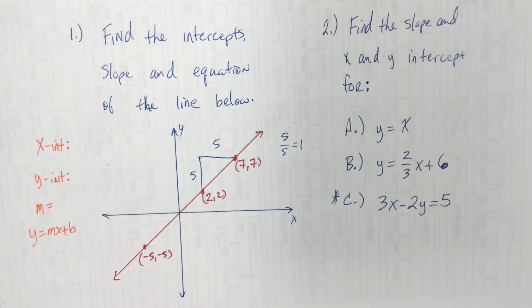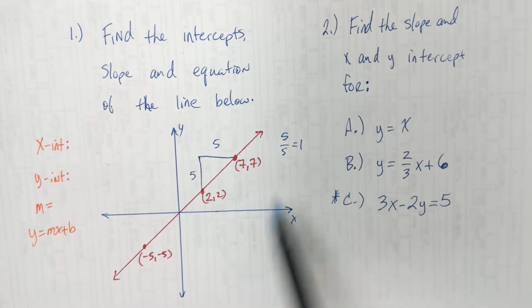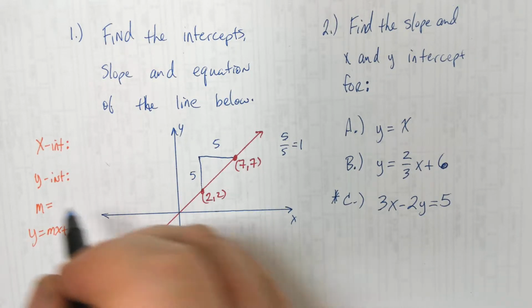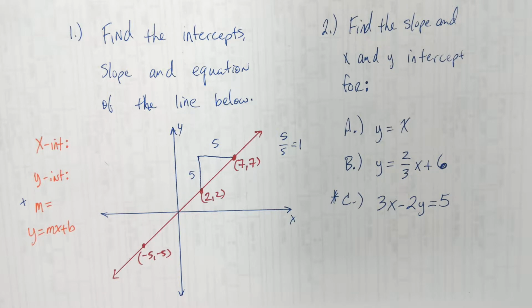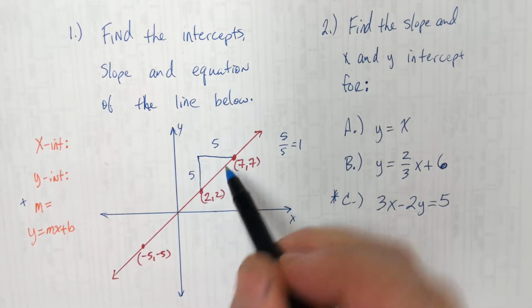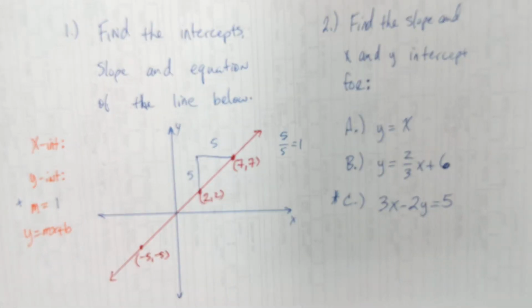So a couple things you have to be careful of. Whether you get the right or wrong answer, you should be learning, right? And actually, you probably learn more if you get the wrong answer. But this from left to right is going up, so I know that the slope is going to be positive because it's going up. And then if I count 5 over 5, well, that's just equal to 1.